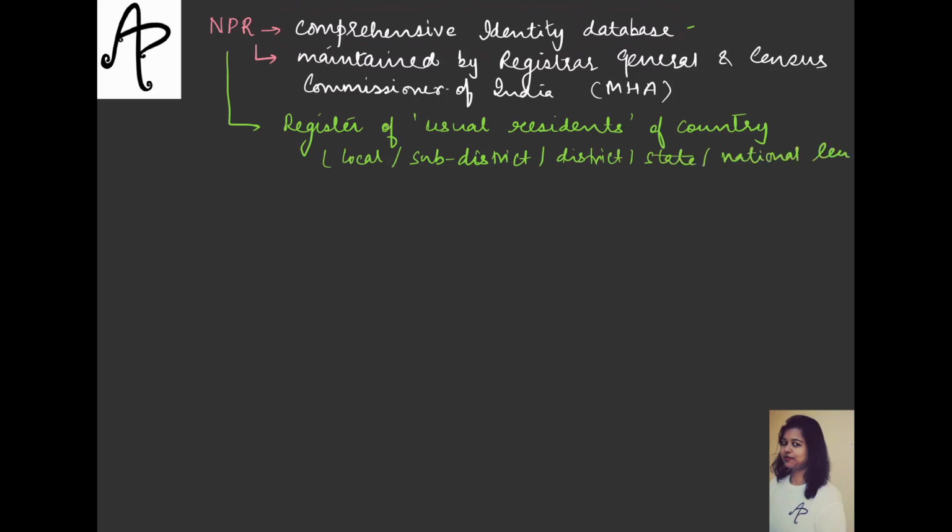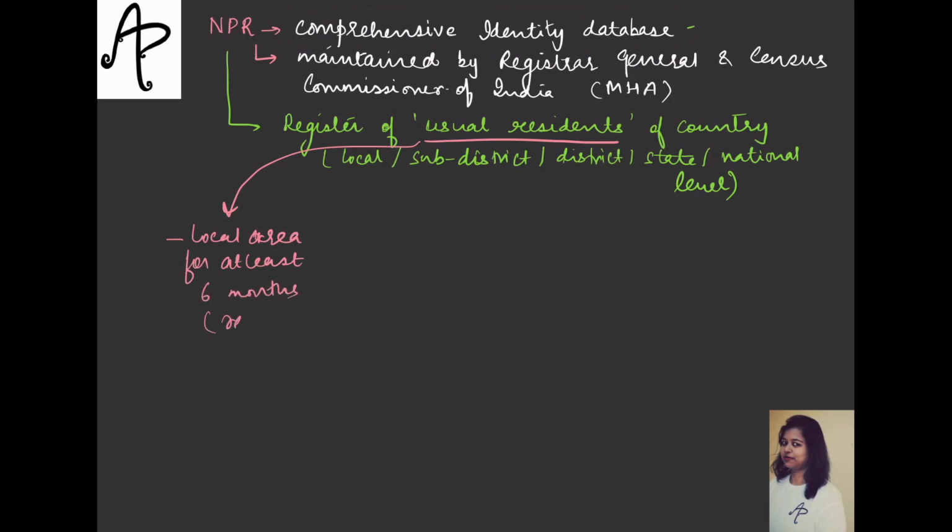Now the question is कि ये जो usual resident term इन्होंने use किया है, what does that imply? अब यहाँ पे we will be taking the exact, official definition that is being given. So usual resident according to MHA, Ministry of Home Affairs, has been defined as somebody who has been residing in a local area for at least 6 months.